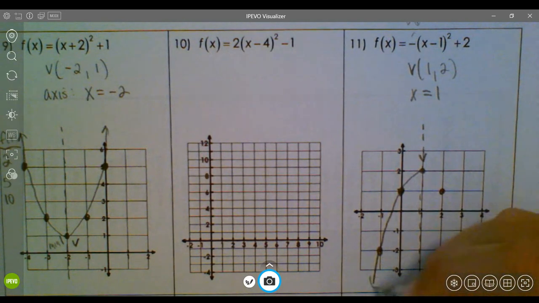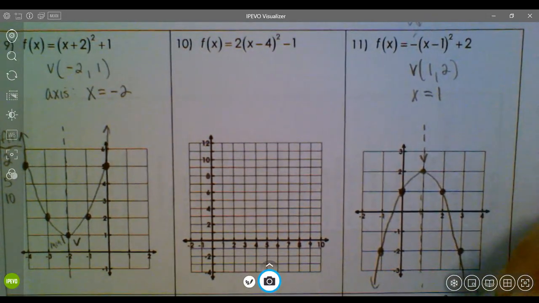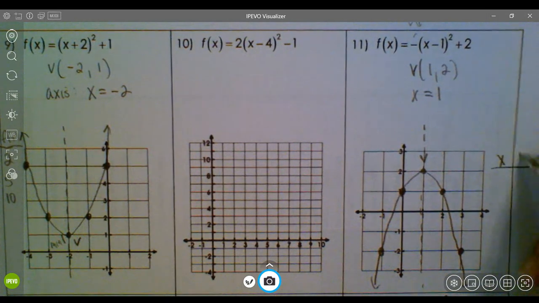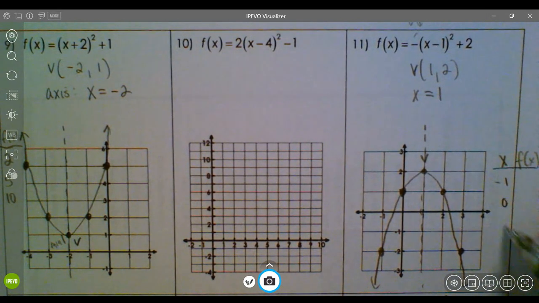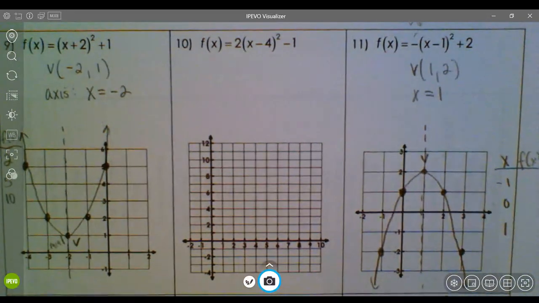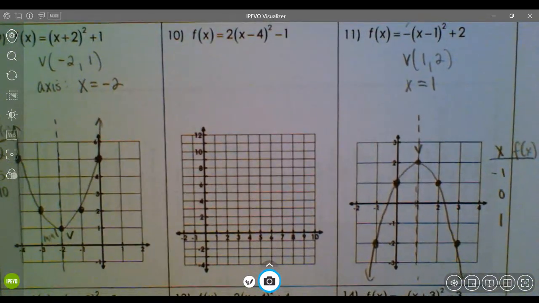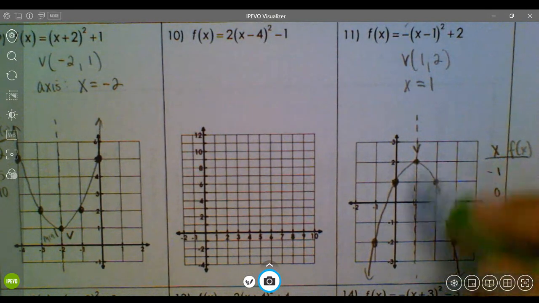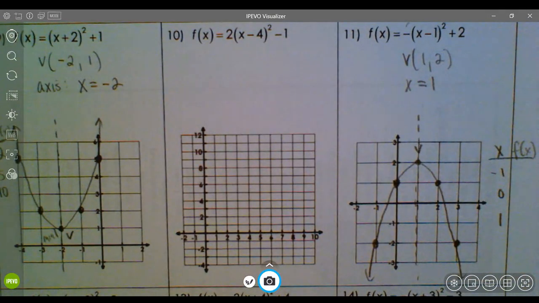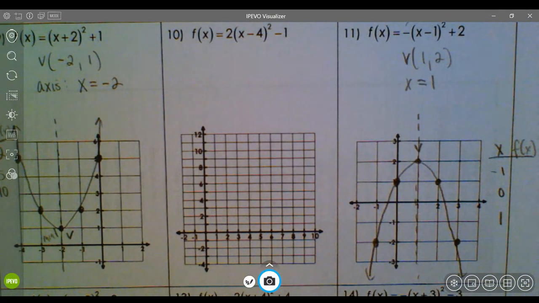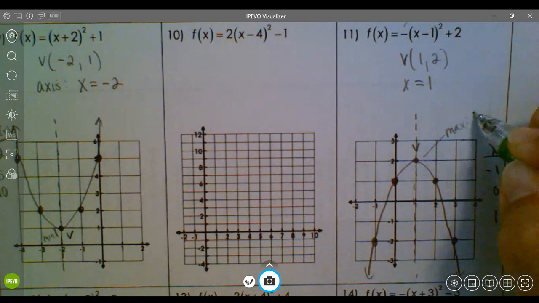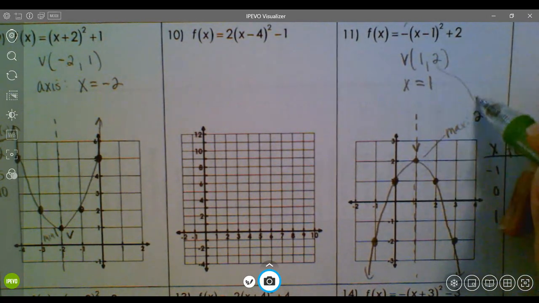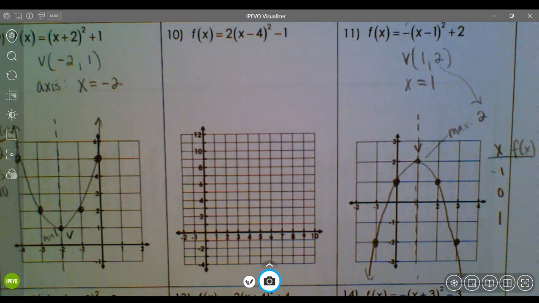And listen, if you want to make a table and find all these values, please do. You know, pick -1, 0, and 1. Knock yourself out. But I bet if you work these out, you'll get the same points that I have. Because remember, work smarter, not harder. And let's go ahead and notice here we have a max of 2. And that's actually the y coordinate of my vertex.